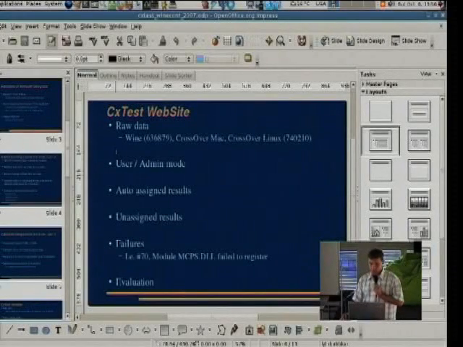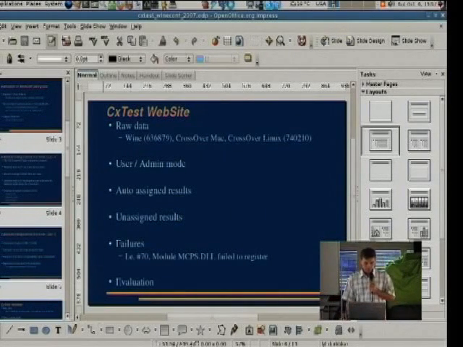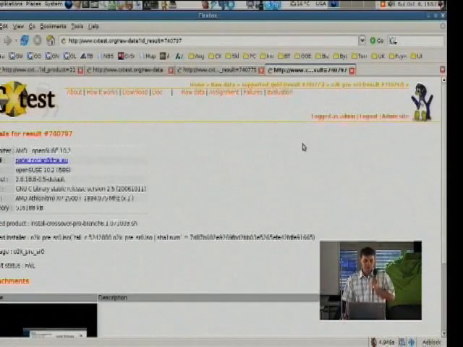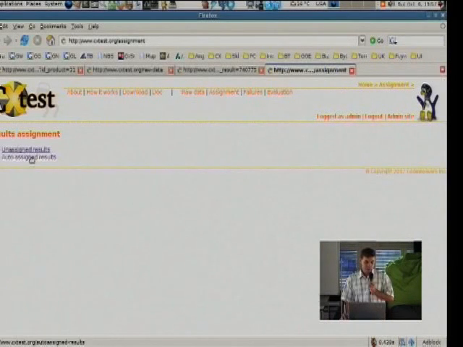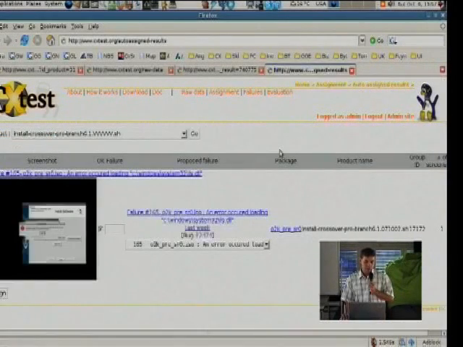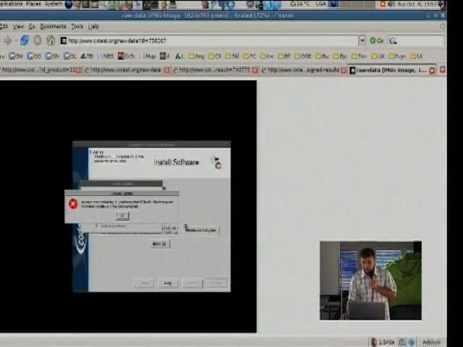So there is also the administration mode, which is basically write mode, and the administrator's job looks like this every day. He comes to work, he logs in, he goes to assignment, and he says, I want to see auto-assigned results. In this case, the system finds, based on the screenshot, one auto-assigned result, he just reviews that and says, yeah, this is really the bug the system is talking about.